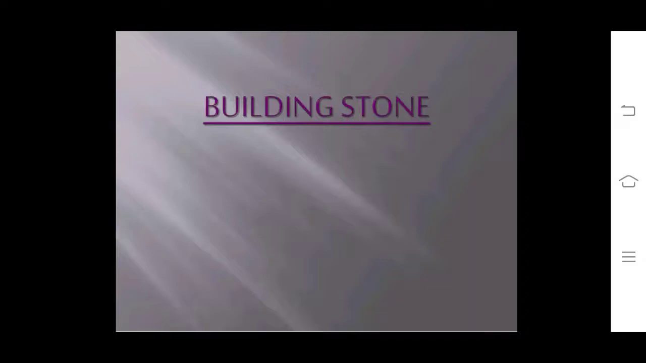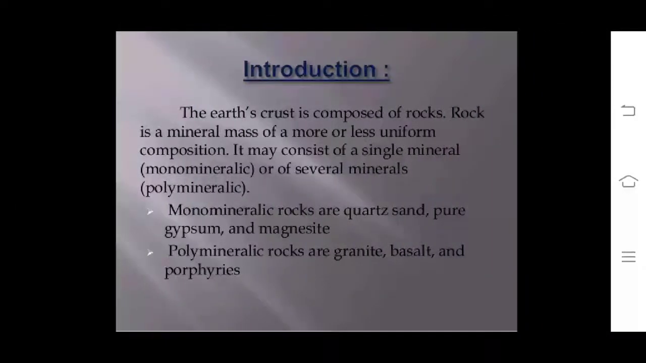First of all, we will study about building stone. Which stone is called building stone? There are various types of stones depending upon their manufacturing processes. The earth's crust is composed of rocks. Rock is a mineral mass of more or less uniform composition.